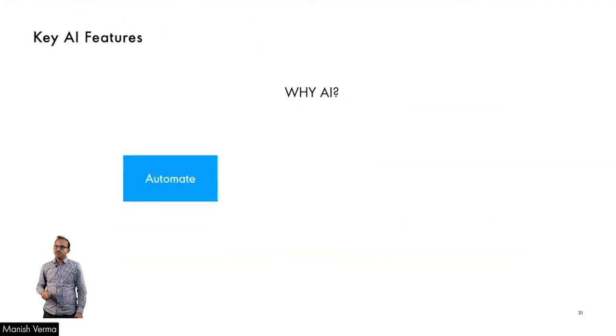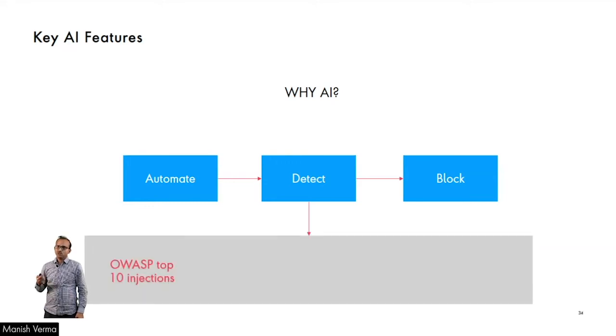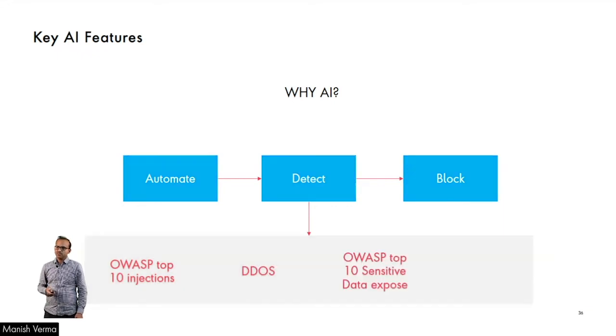So why AI security? It can automate, it can detect, it can block those attacks. And then what exactly does it do? What does it block? Some of the top threats you can see it handles for us: DDoS, OWASP top 10, data exposure.